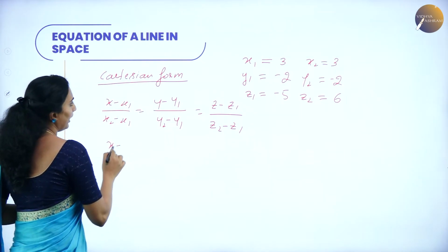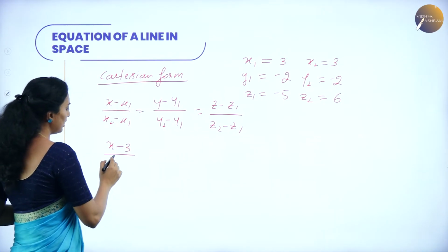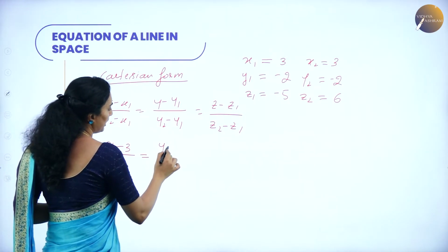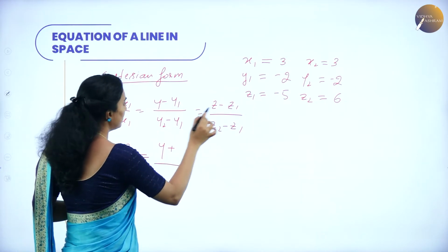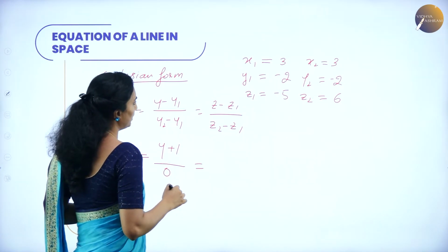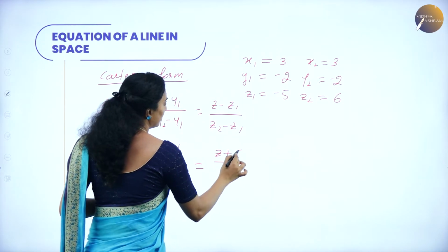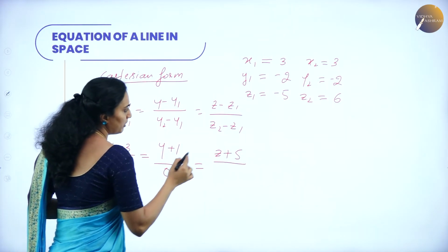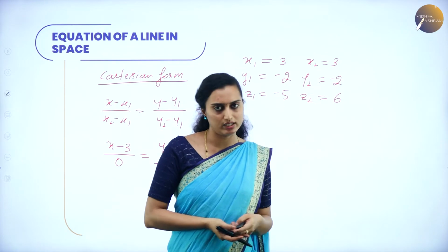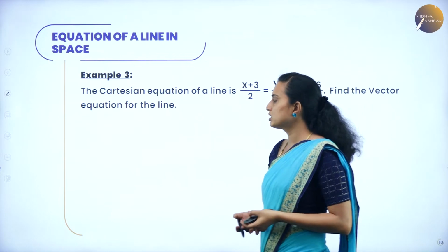x minus x1 is 3 divided by x2 minus x1, 3 minus 3 is 0, is equals to y minus y1, minus of minus is plus 2, divided by minus 2 minus of minus 2 is 0, which will be equals to z minus z1. What is z minus z1? Z minus z1 is minus 5, which is plus 5 here, so divided by z2 minus z1 is 11. So this is the answer you are going to get. I hope you understood here, right? Now we'll be moving on to the next question.